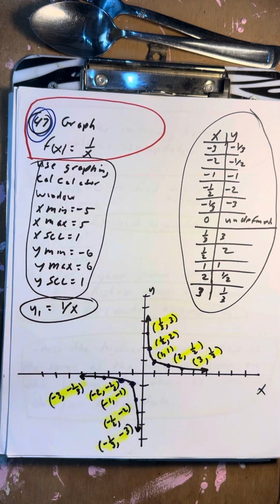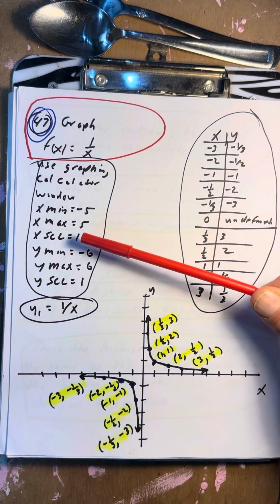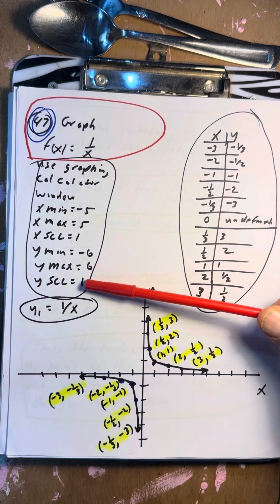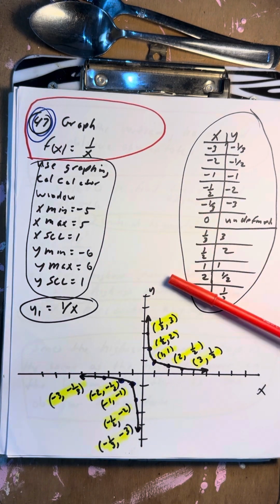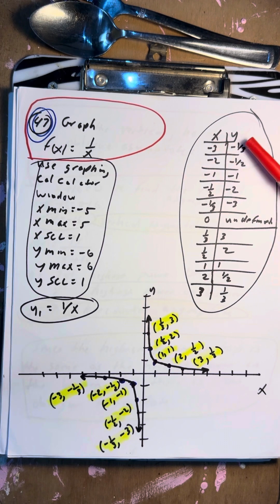Graph this. Okay, again, using your graphing calculator, I always set the window to negative 5 and 5, and the y min, y max are these numbers here. Put it in your graphing calculator. I got these numbers on my machine. At negative 3, I got negative 1/3. At negative 2, I got negative half. At negative 1, I got negative 1.